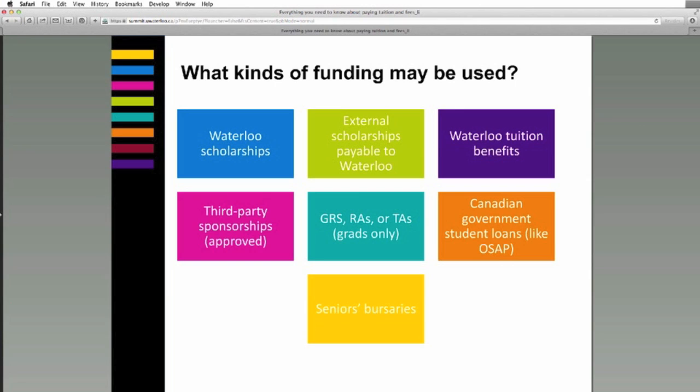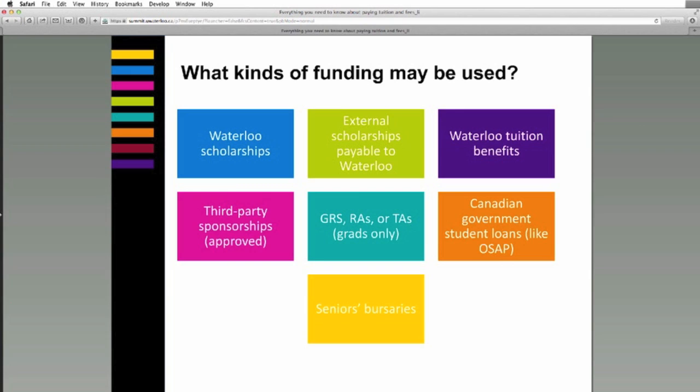There's scholarships from the university, scholarships that come from an external source, but they have to be payable to the university. Some of you may have earned scholarships from foundations or from your high school, and the important key part of that is: is the scholarship payable to you or to us? If it's payable to you, then you can't use it, but if it's payable to us, you can use it.